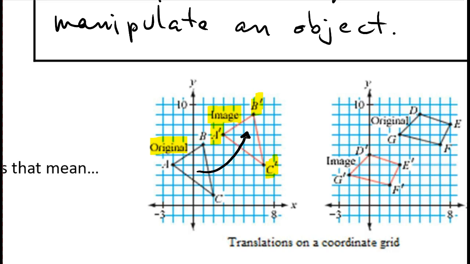All right, same thing over here. Here's my original image, and it's been moved over to here. And again, you can see the original image was D, E, F, G, and the image is called D prime, E prime, F prime, G prime. So that's standard notation. It is required, so you want to make sure you do that. And that avoids any confusion of knowing which is the original picture and which is the new picture, or the image.